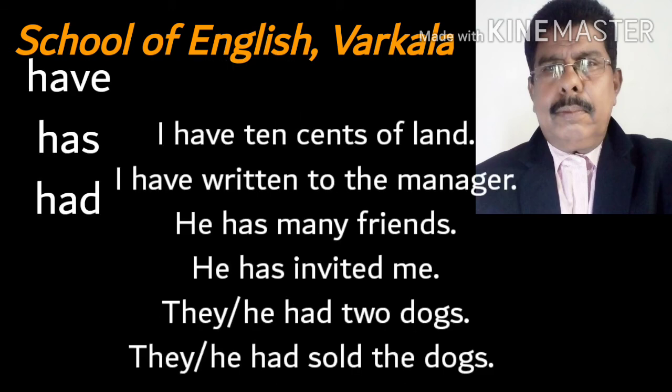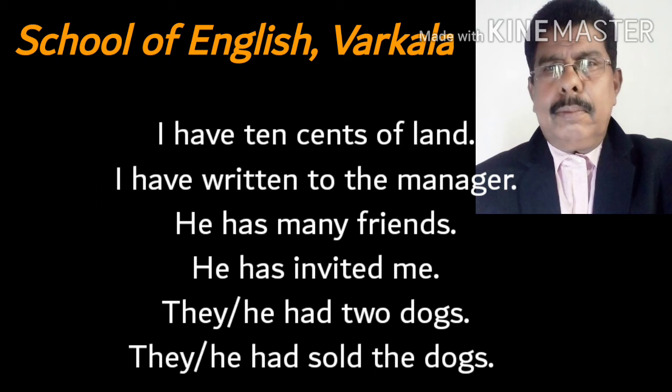Next comes have, has, and had. Look at the sentences. I have 10 cents of land. In this sentence, have is the verb. Here it is not helping any other verb, so it is used independently.